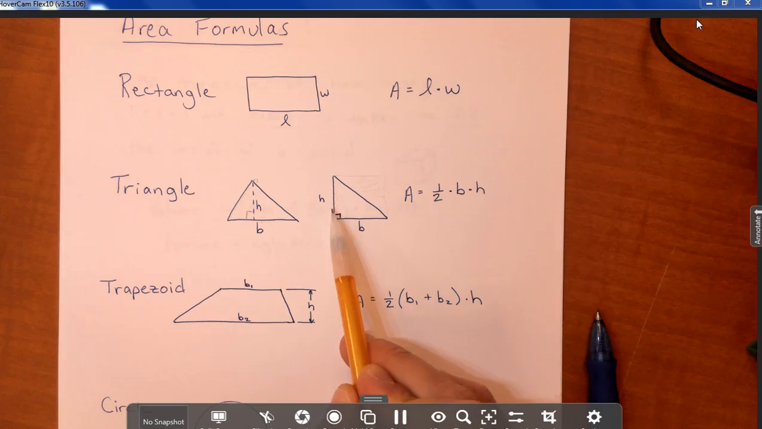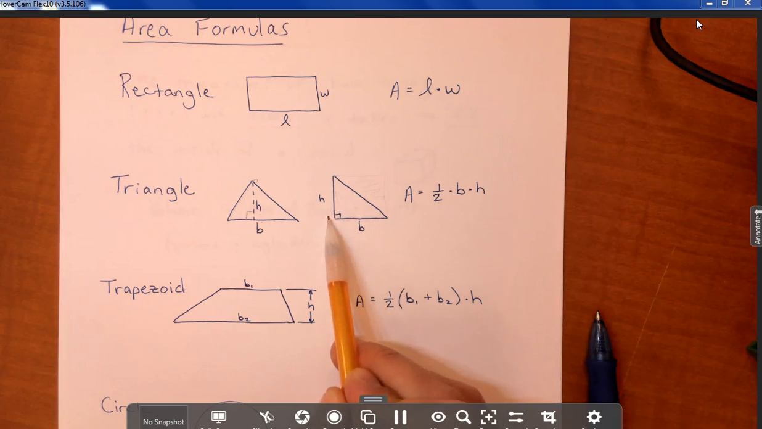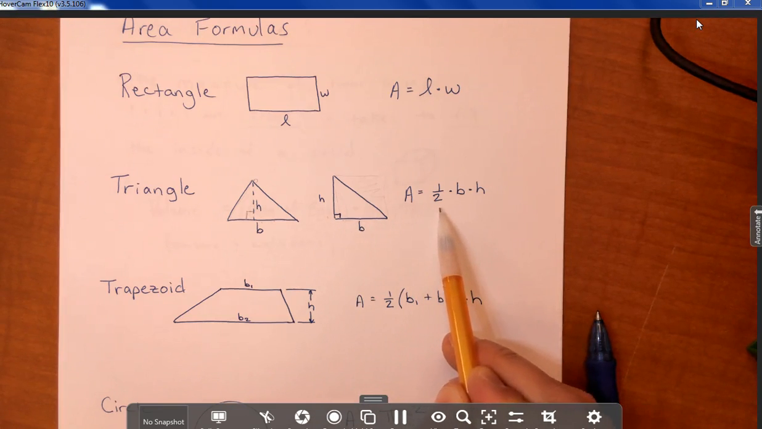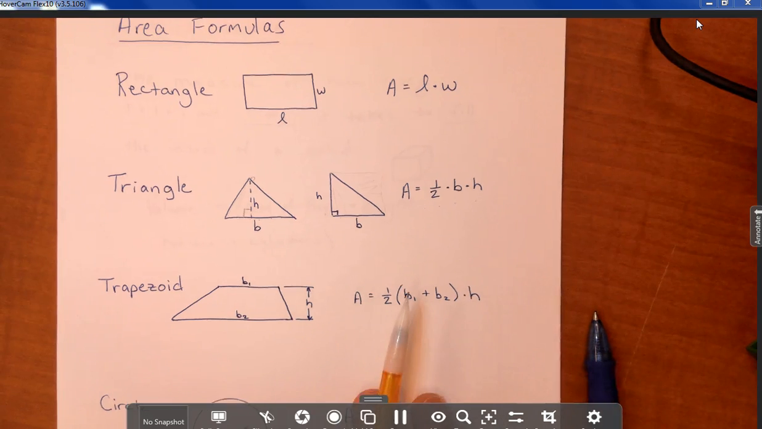If you happen to have a right triangle where two sides are already forming a right angle, then you can just use those two sides as your base and your height. But then again, a triangle is 1/2 times the base times the height.